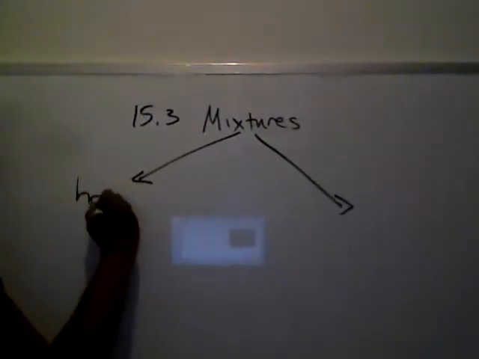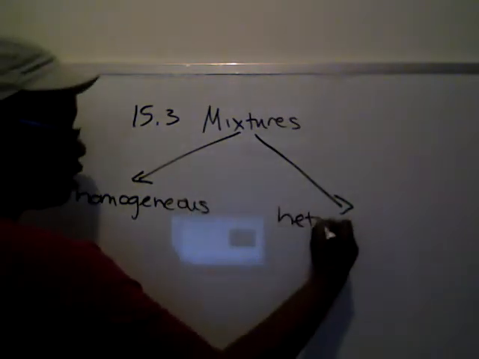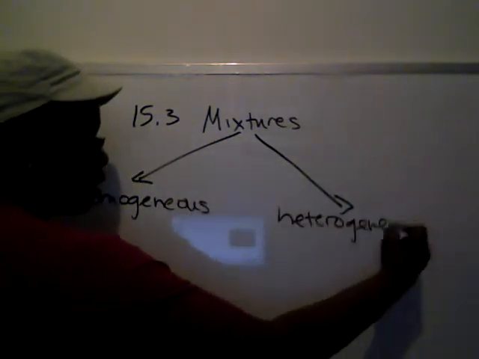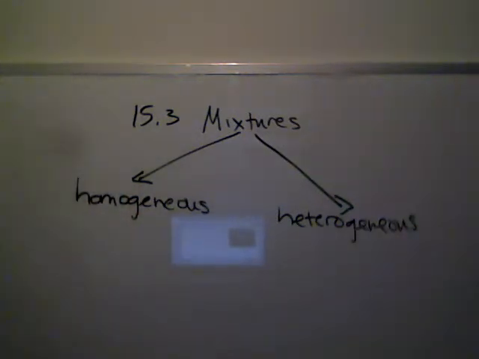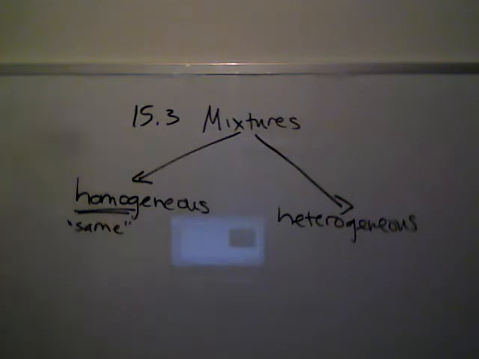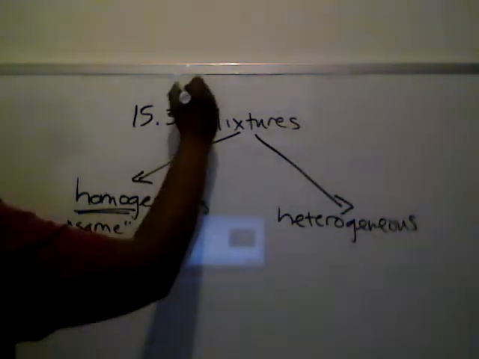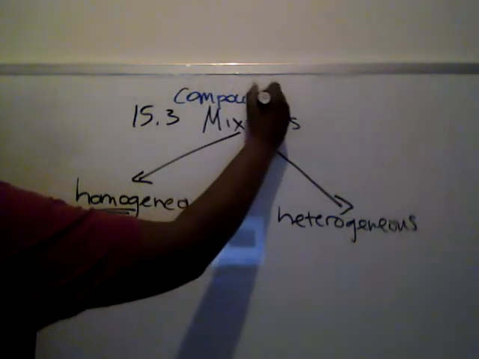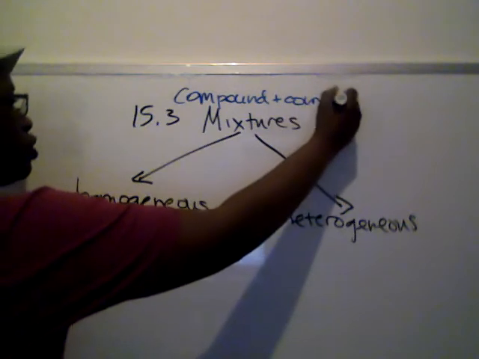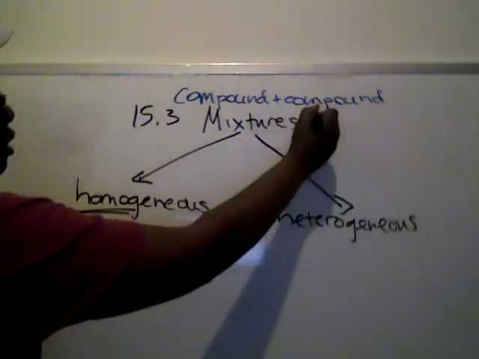We have homogeneous mixtures and we have heterogeneous. Now homo means the same. These are going to be mixtures that are made up of compounds that are about the same size. So one thing to keep in mind for mixtures is when you take a compound and you add another compound. So you add two compounds together, like water and sugar, or salt and water, or sand and water. So you're taking two compounds together to make a mixture.